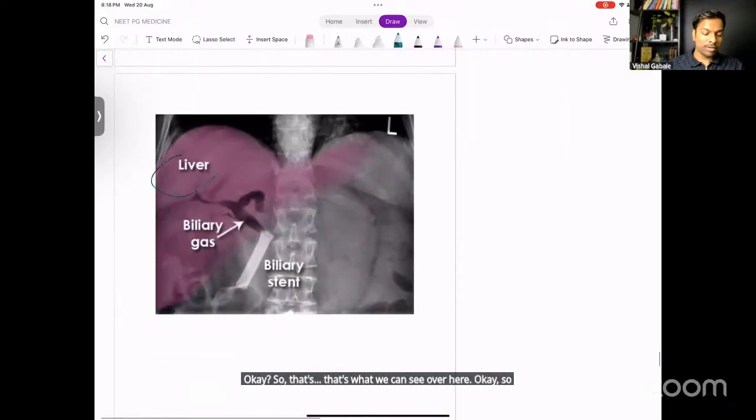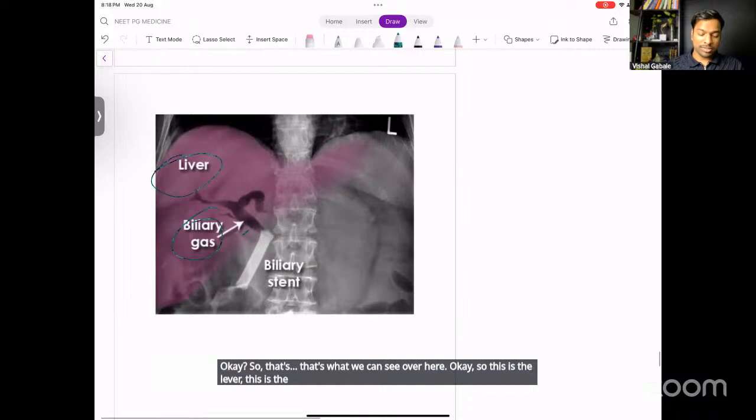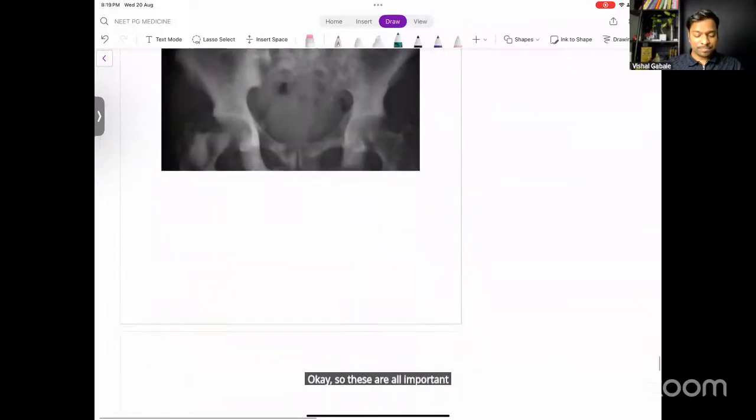Okay, so this is the liver. This is the biliary gas that can be seen. And this is the biliary stent. After the procedure, it can be seen. Okay, so these are all important X-rays.